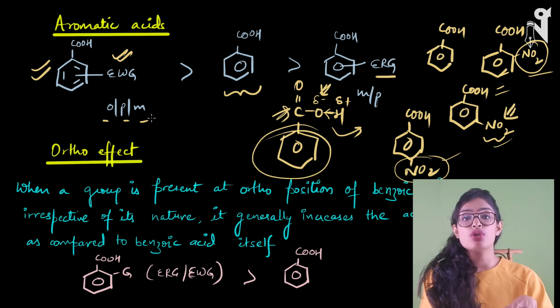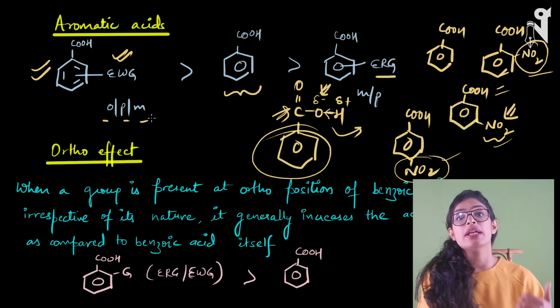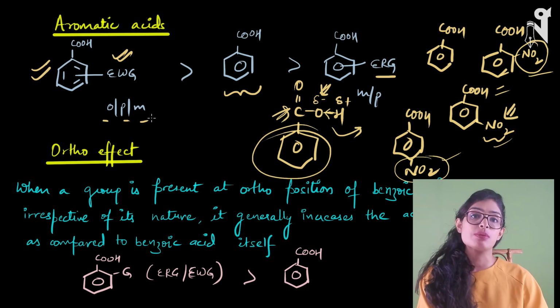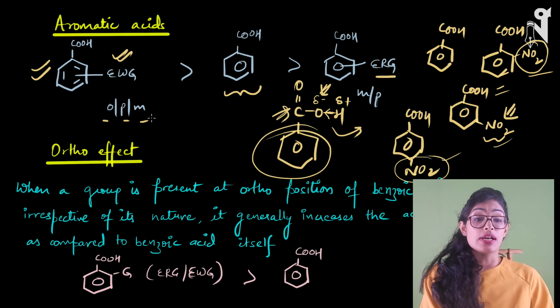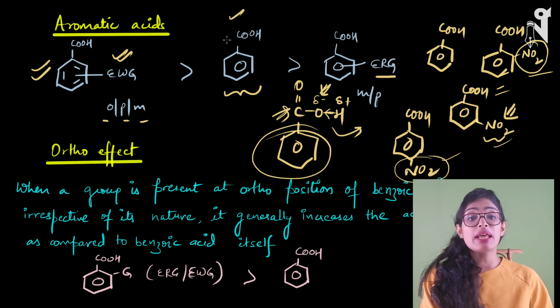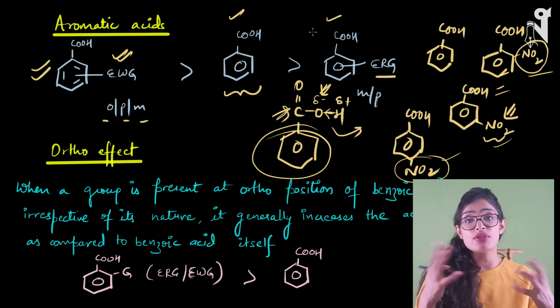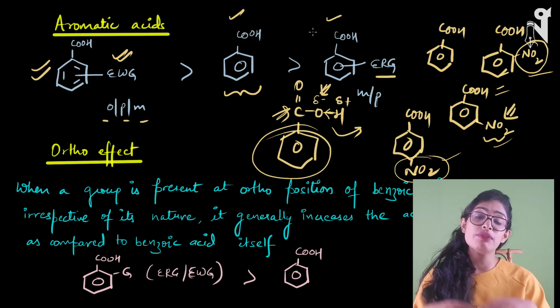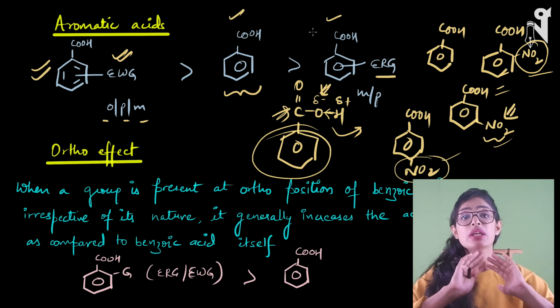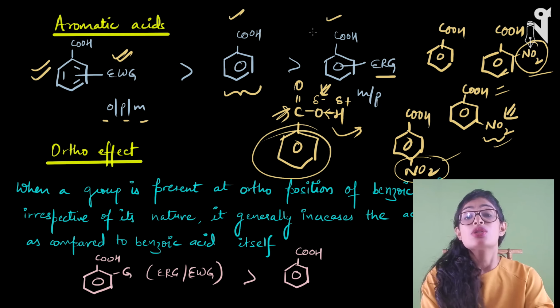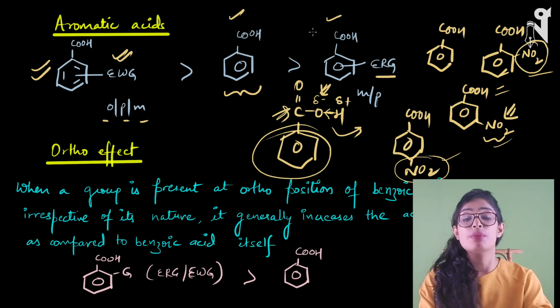Because that electron withdrawing group will pull the electron density from oxygen also, and oxygen will become more desperate to break its bond with hydrogen, and the ease of releasing H plus will be faster, right? Faster than benzoic acid. And when it is an electron releasing group, oxygen has this desperation of taking electron density from hydrogen. But if an electron releasing group is present in the benzoic acid, it will basically give density to oxygen, so that desperation will decrease to break the bond with hydrogen.